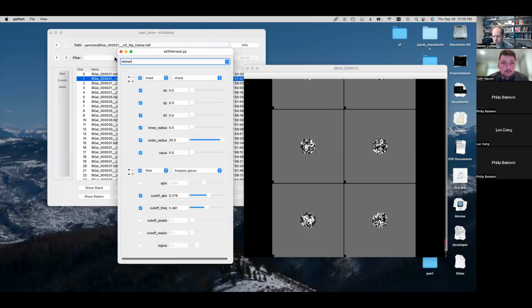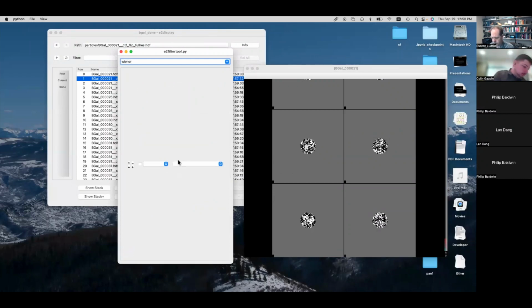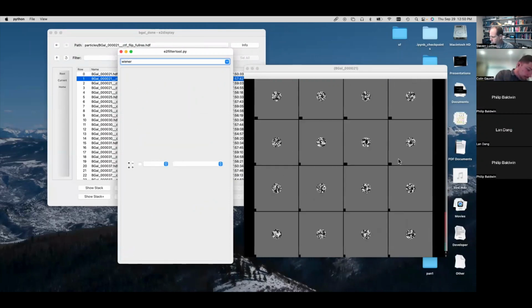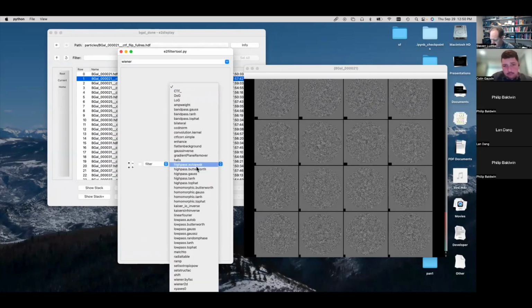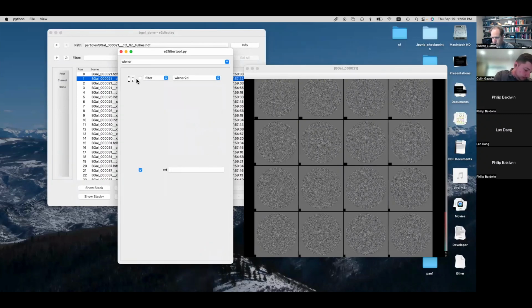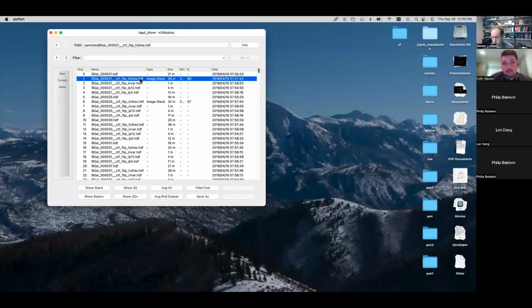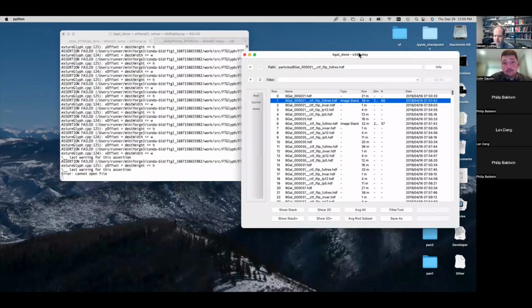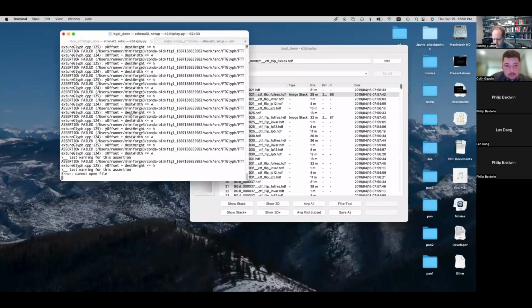We'll call it Wiener. Sorry, I didn't refresh the display when it set up the new filter. A little bug, but so let's try filter. There we go. Now it updated. Filter.Wiener2D. And it crashed. That's a shame. Let's see what it was upset about.